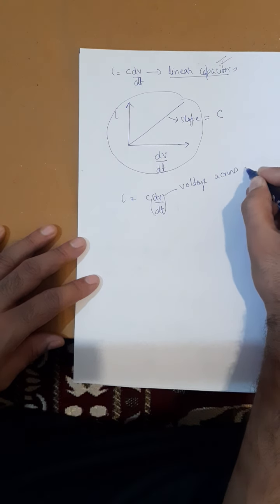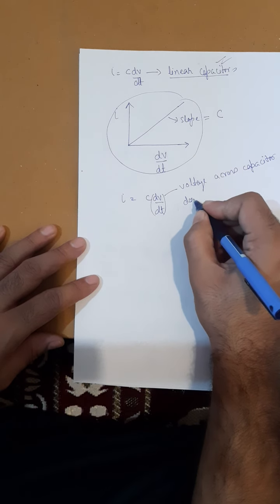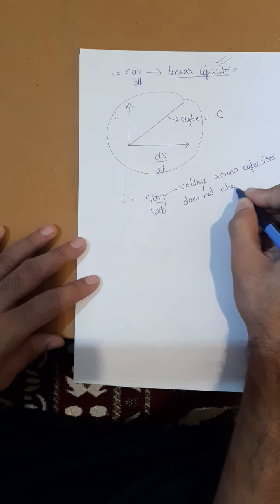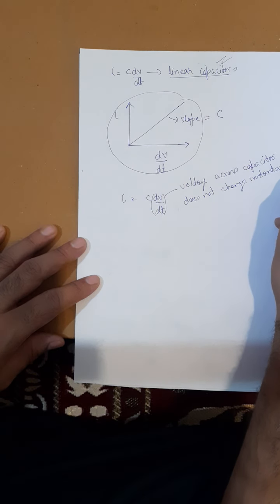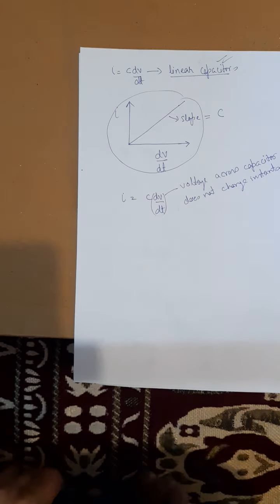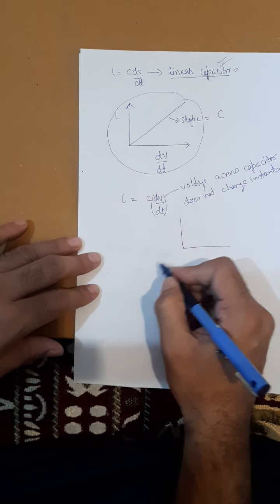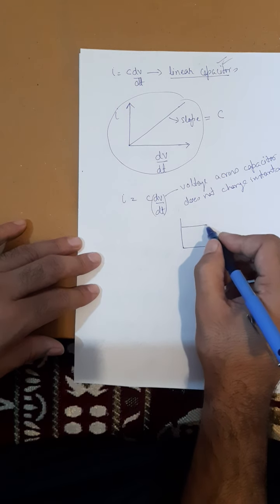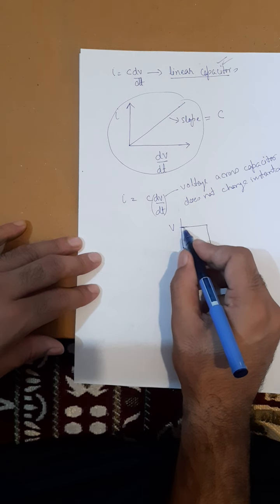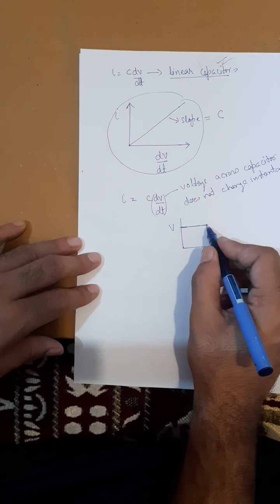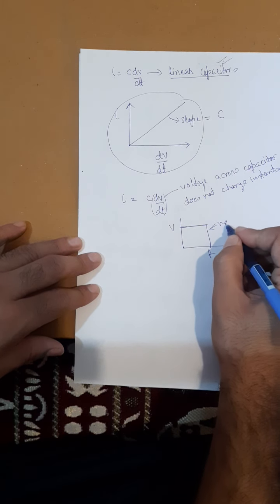across a capacitor does not change instantaneously. This means this type of waveform is not possible in a capacitor. If this is voltage and it is not changing with time, it is constant, so there is no dV/dt. This is the time axis, so it is not possible for a capacitor.